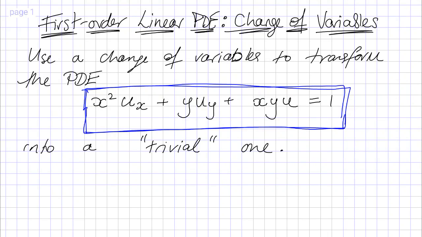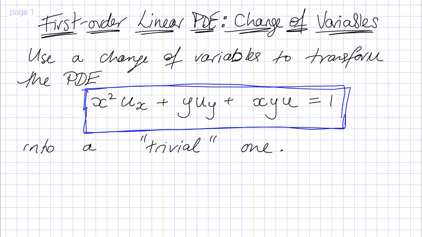So in this video we're going to look at a first order linear PDE, and we're going to use the change of variables approach. We're not actually going to solve this all the way to the end, but we're going to look at the interesting bit, which is where we use the change of variables to convert the original PDE into a trivial one. So you can see the PDE here that we're looking at.